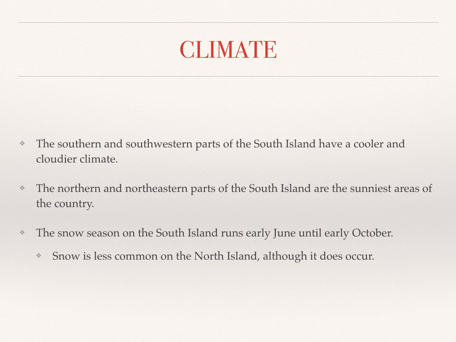Climate. The southern and southwestern parts of South Island are a little bit further away from the equator, closer to Antarctica, so they have a cooler and cloudier climate. And then in the north of South Island, it gets a little bit sunnier. The snow season on South Island runs between July and October. Remember, their summers are our winters and vice versa. Snow is less common on North Island. It occurs sometimes.